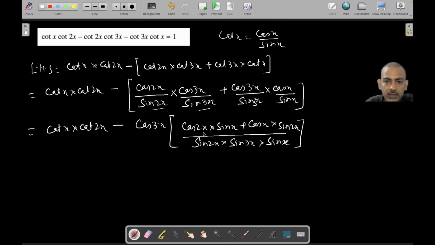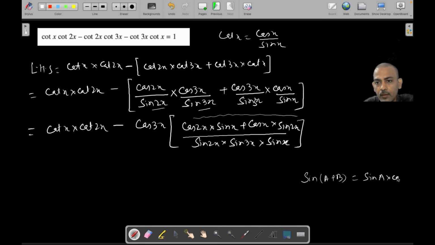Now can you see this expression? This expression is looking a little familiar. It's cos A into sin B plus sin A into cos B, or sin A into cos B plus cos A into sin B, which is a formula of what? It's a formula of sin A plus B. So what is sin A plus B? It will be sin A into cos B plus cos A into sin B.